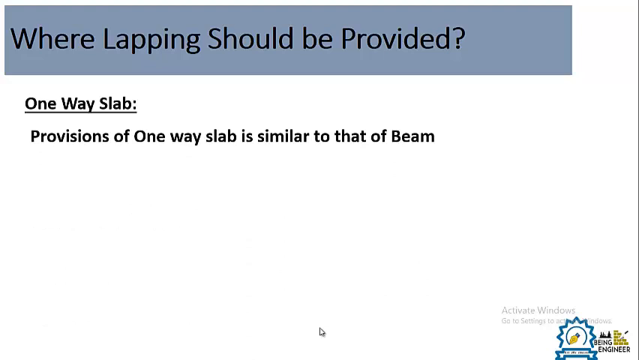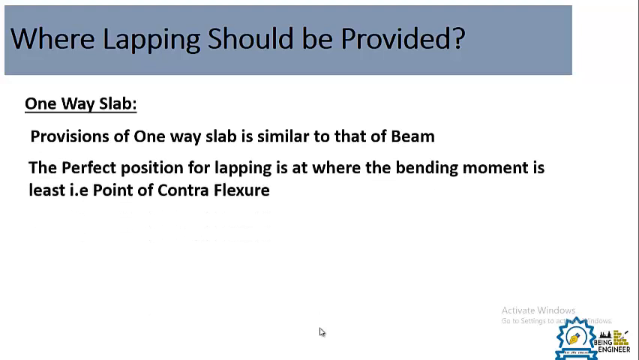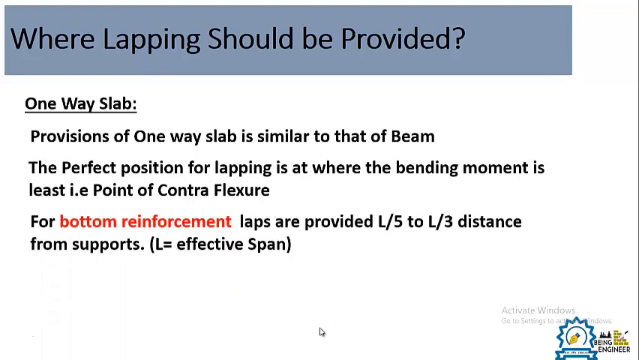Provisions for a one-way slab are similar to those of a beam. The perfect position for lapping is where the bending moment is least, that is the point of contraflexion. Point of contraflexion is where the bending moment curve changes from positive to negative. For bottom reinforcement, laps are provided L/5 to L/3 distance from the supports, where L is the effective span.